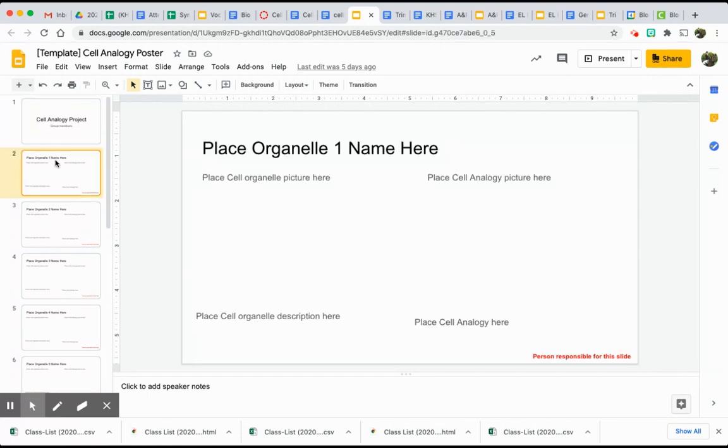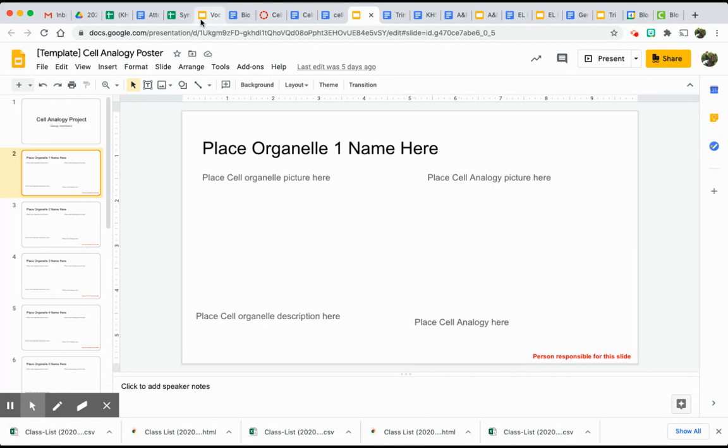And then for each cell part, you're going to put a picture of the cell organelle here. You're going to put a description of the job that your cell organelle does here, a picture of your analogous part here, and what your analogous part does here. And then you're going to write the person responsible down in the lower right-hand corner.